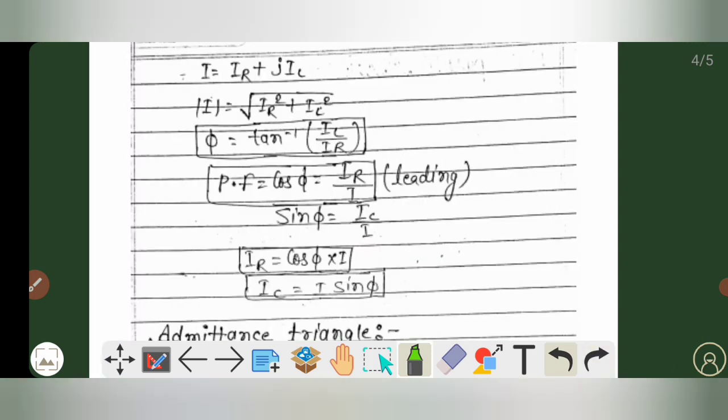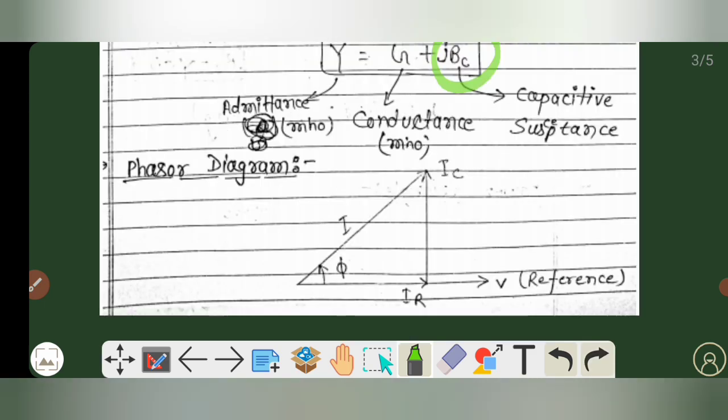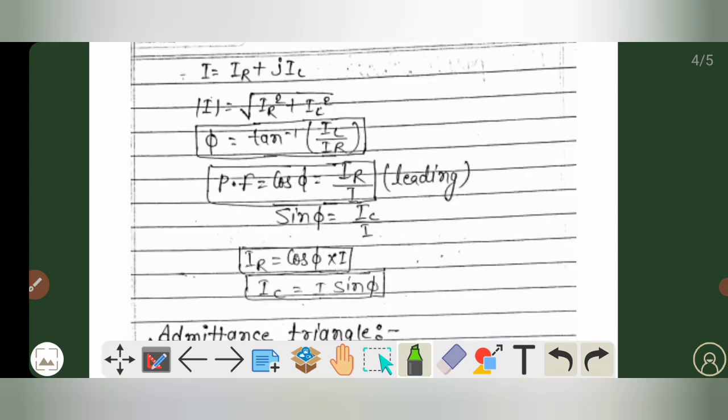Now, my dear friends, as you also know, I is equal to IR plus jIC. From here we can calculate the magnitude of I, and from this phasor diagram we can calculate the value of tan phi, power factor, etc. As we know, a circuit containing a resistor and capacitor is leading in nature due to the presence of the capacitor. And we also know that a circuit containing a resistor and inductor will be lagging in nature due to the presence of the inductor in the circuit.